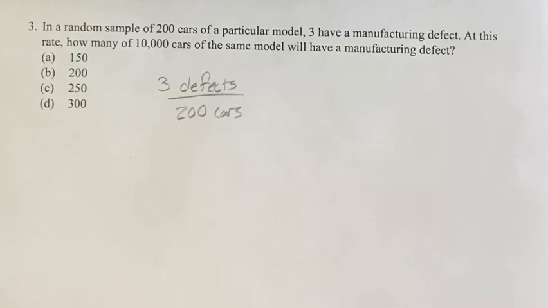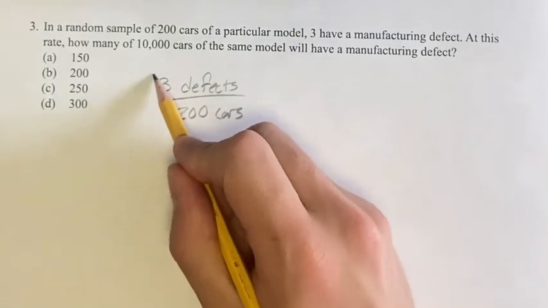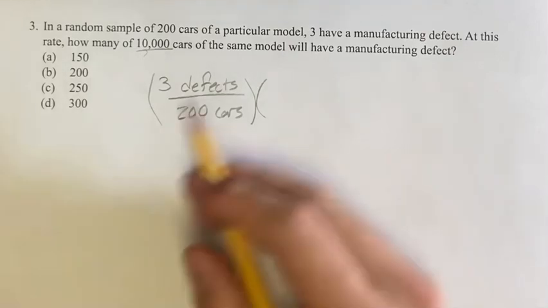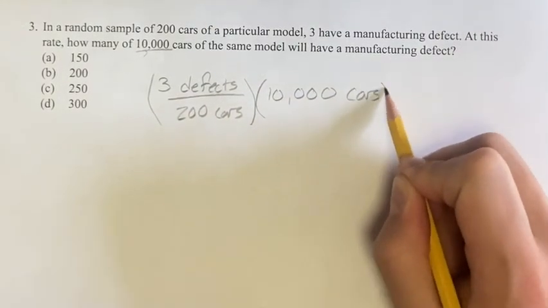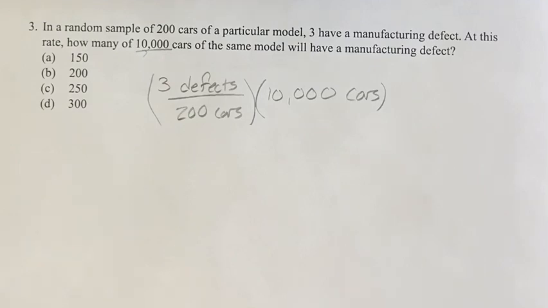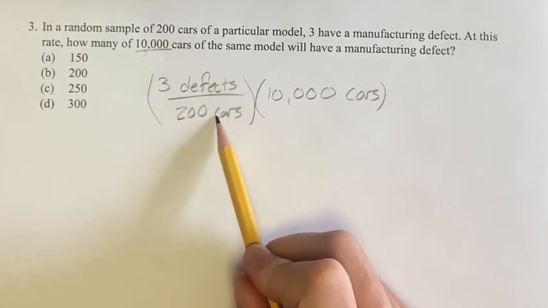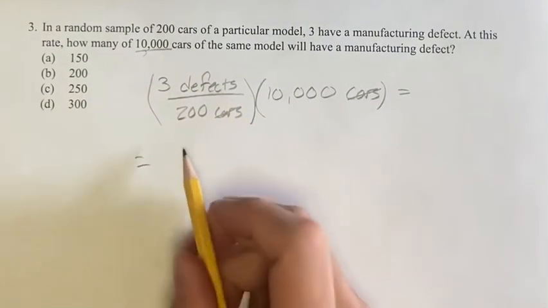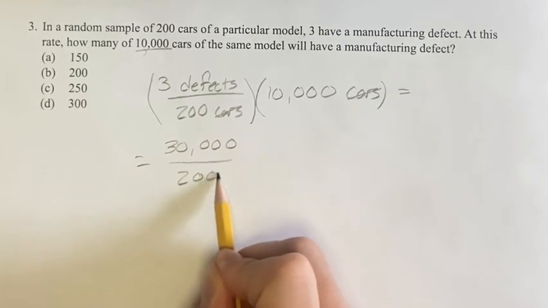And we can use that to find the number of defects that we would expect in any number of cars. All we have to do is multiply it by the number of cars we're looking at. In this case, we're looking at how many defects are in 10,000. So all we have to do is multiply that rate by 10,000 cars, right? And if you notice, we have a cars unit in the numerator and the denominator, so they cancel. And we're left with 3 times 10,000, which is 30,000, divided by 200, defects.